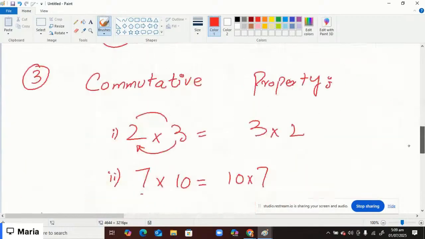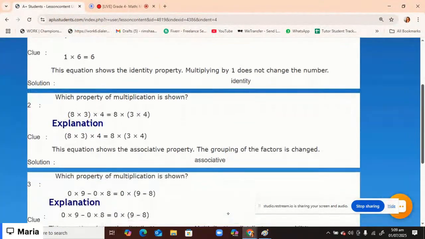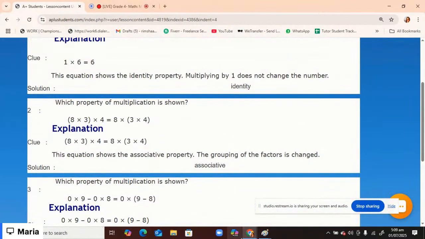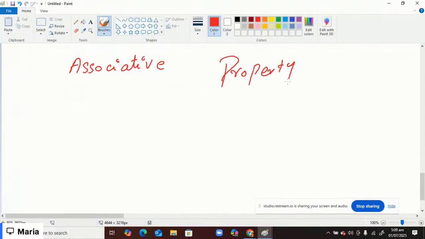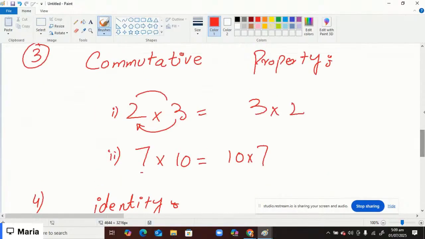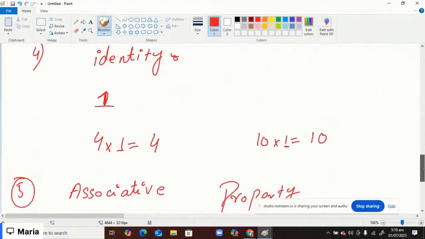This is the distributive property. Let's discuss the associative property. What is the associative property? This is the fifth one. First, second, third, fourth, and fifth.